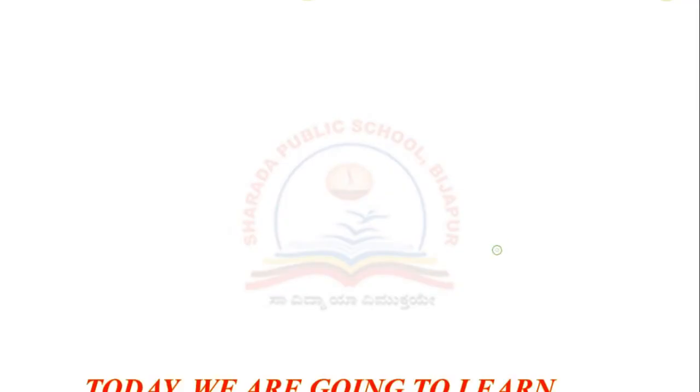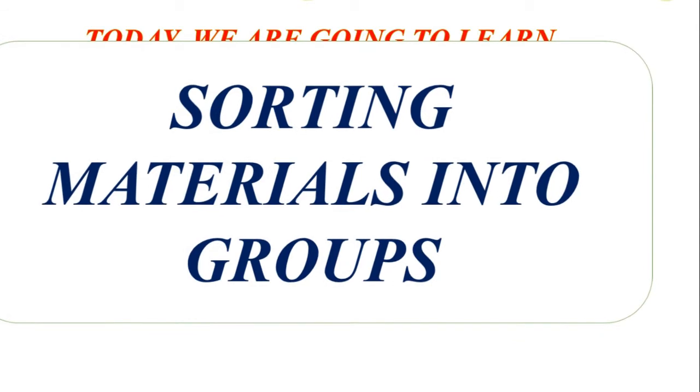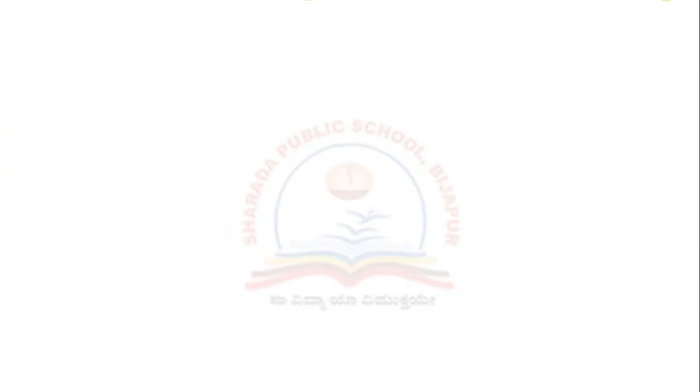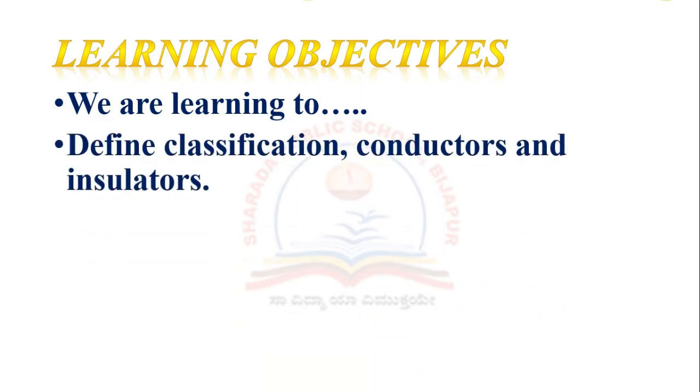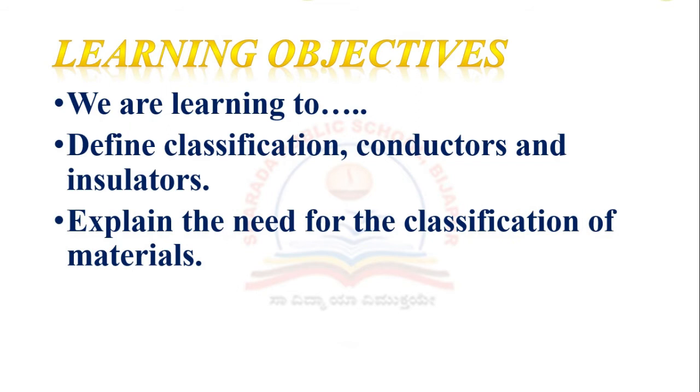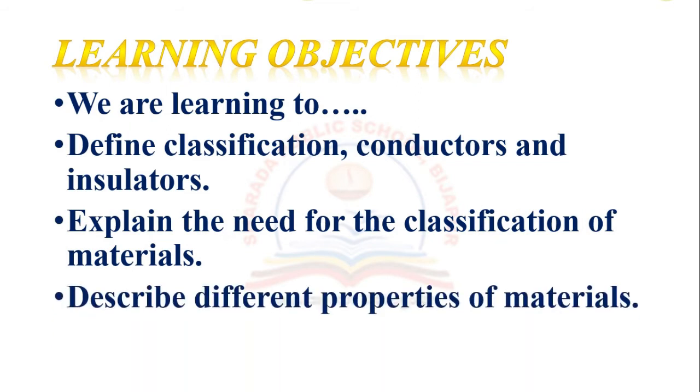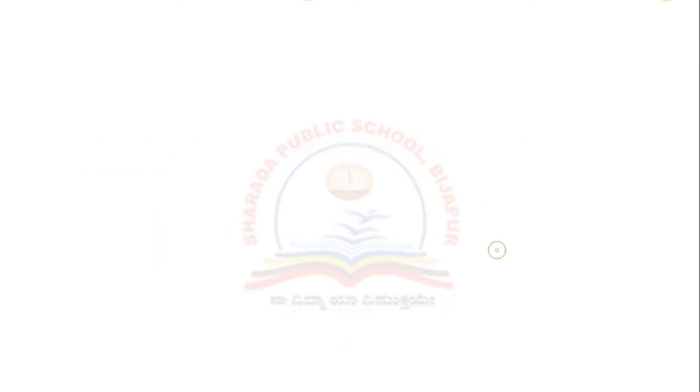Today, we are going to learn about the topic sorting materials into groups. Our objectives for today's session are: we are learning to define classification, conductors and insulators, explain the need for the classification of materials, and describe different properties of materials. Students, in the next slide, I am going to display a mind map for you all. You have to observe and listen to me carefully. Let's start it.